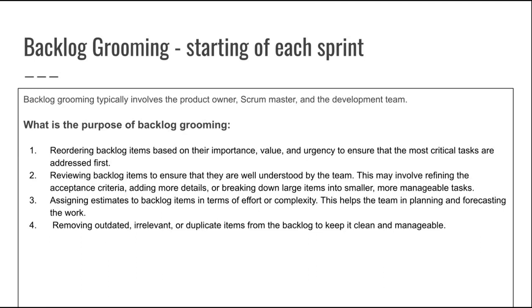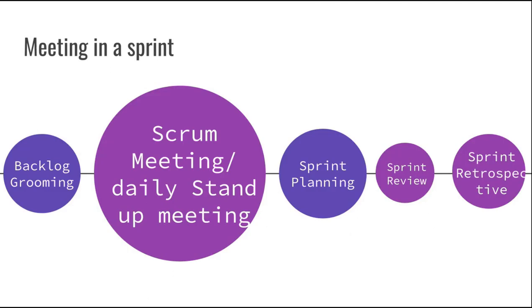Third, assigning estimations to the backlog items in terms of effort or complexity. They help the team in planning and forecasting the work. The last one, removing outdated, irrelevant, or duplicate items from the backlog to keep it clean and manageable. Now we come to the next meeting.